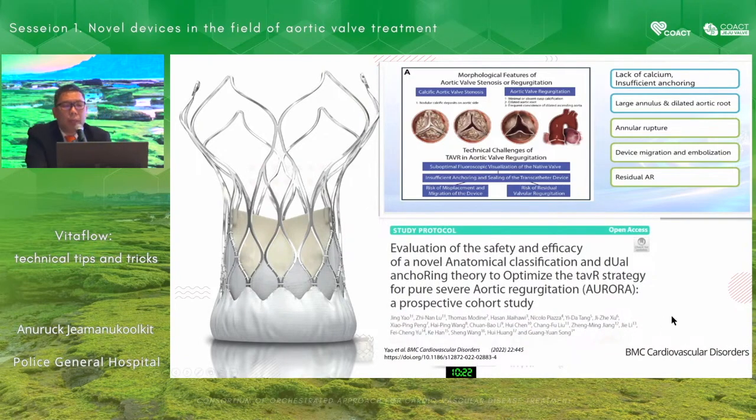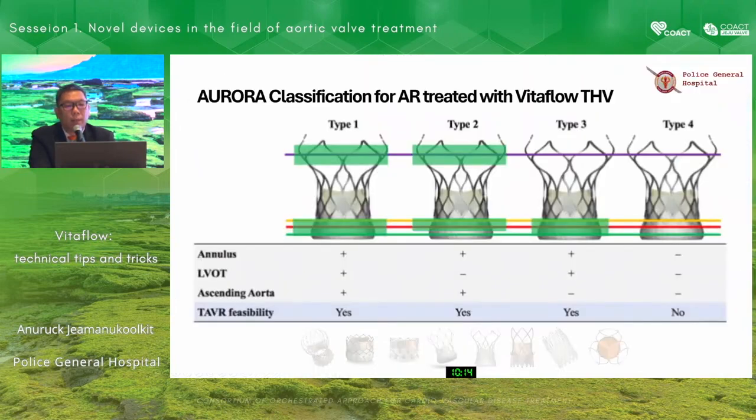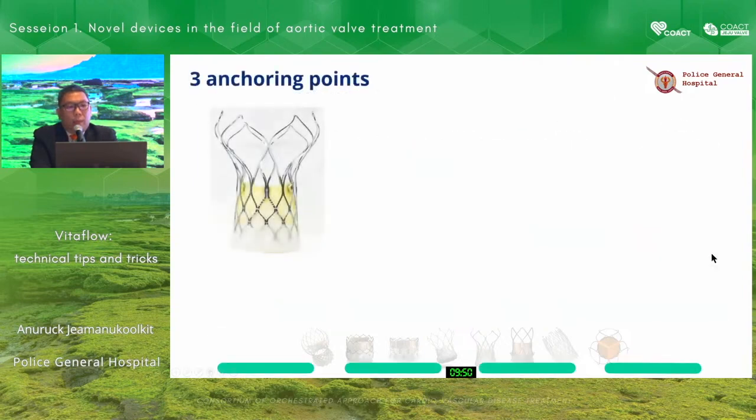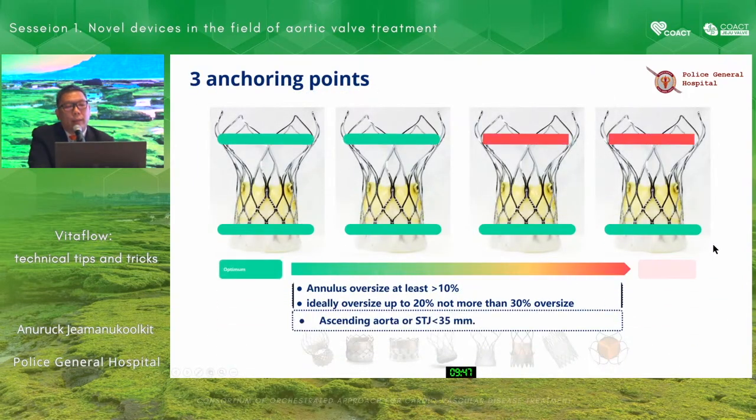So I reviewed the paper and also talked to the proctor from China. They allowed me to do the Vital Flow for this case because they say that in an AR case with annular dilatation or root dilatation, we can have a 3-point anchor from the annulus, LVOT, and the ascending aorta. This is classified as a Type 1 Aurora classification. So they do not recommend anchoring only at the LVOT level.